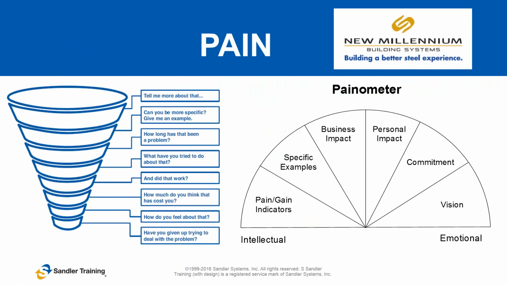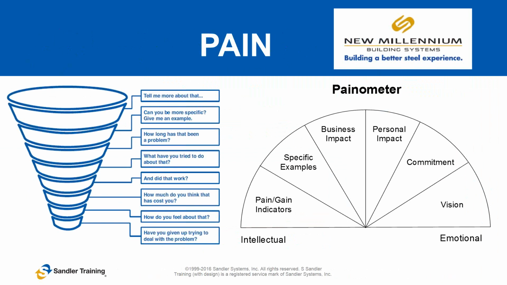Now, some of you may, and I'm sure have, seen it. If you haven't seen it, kind of shame on me or shame on you for not paying attention when we looked at it. But there are two different kinds of pain images. The one on the left is called the pain funnel. That's more of the conversation tool. And the image on the right is called the painometer. The painometer, kind of like a speedometer, goes left to right, from intellectual to emotional.